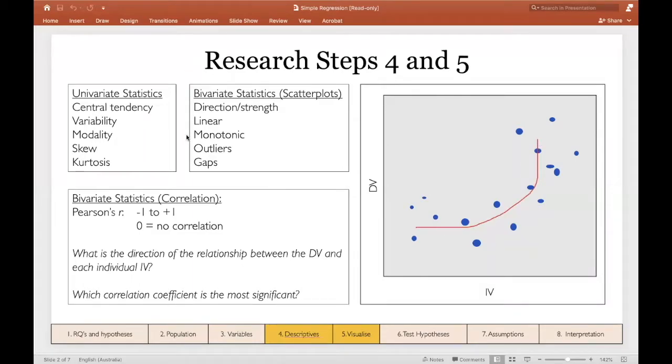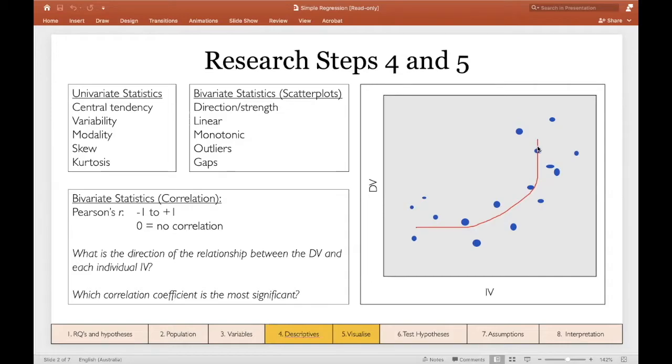Right, and next we can determine if it's monotonic or not. And monotonic just means that it's always going in the same direction. It doesn't matter the slope of the line, just as long as the line is always consistently moving in the same direction. So a linear relationship will always be monotonic, but if it's monotonic, it doesn't necessarily mean that it's going to be linear. So for example, this curvilinear relationship here would still be considered monotonic. So even though the strength changes, the direction is always consistently positive.